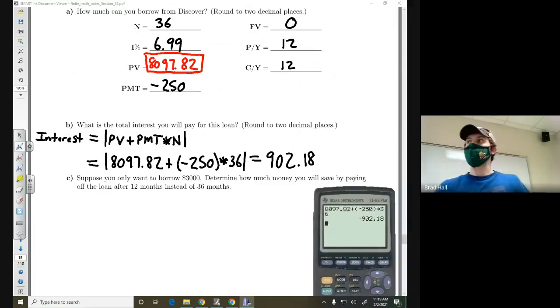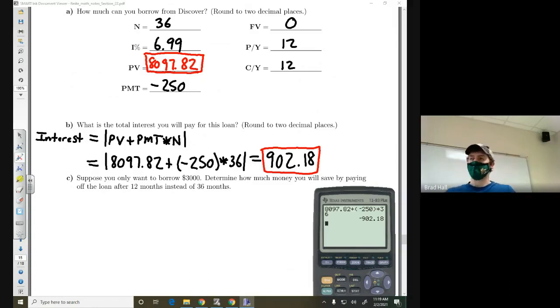And so this is the interest that you would be paying. So provided you borrowed a little over $8,000 from Discover with all of these other values and characteristics at play, you will be paying back the $8,097.82 that you owe them. And on top of that, you would be paying an interest of $902.18. So it's a decent amount of money.